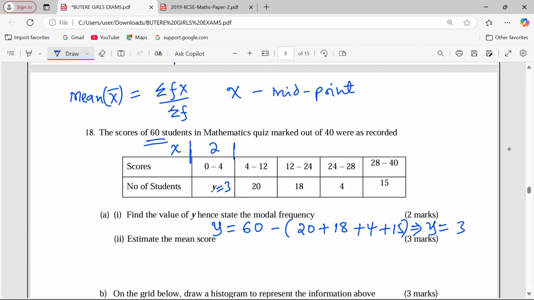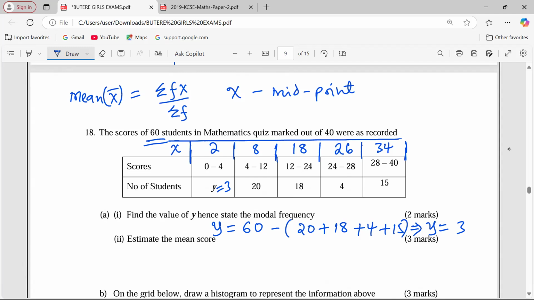We again take 4 plus 12, giving us 16 over 2, which is 8. Again, we go to 12 plus 24, which gives us 36 over 2, giving us 18. The next is 24 and 28, 52 over 2, 26. Then the next shall be 28 and 40, then over 2, we get 34. So we have the midpoints X of all the classes.